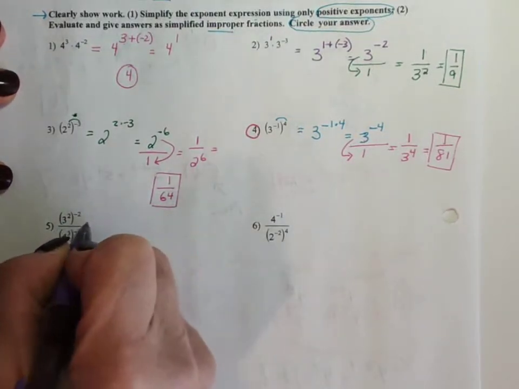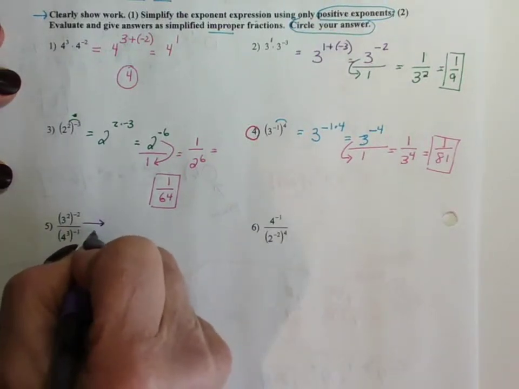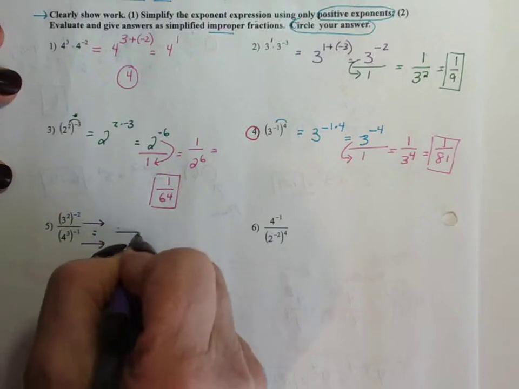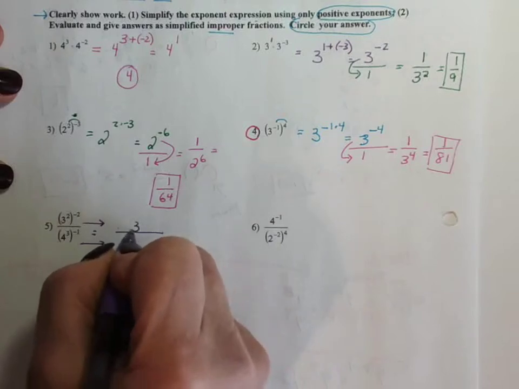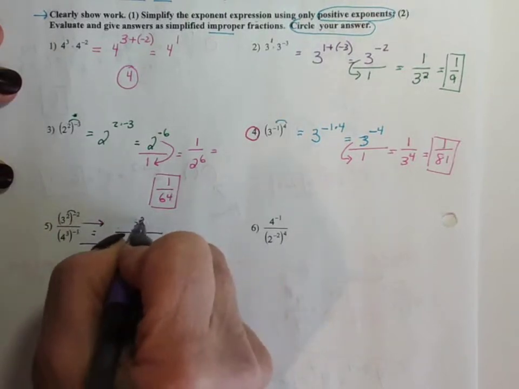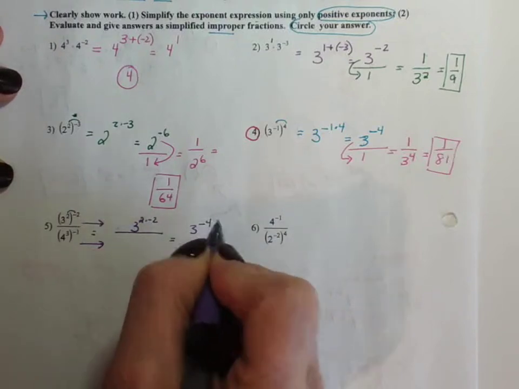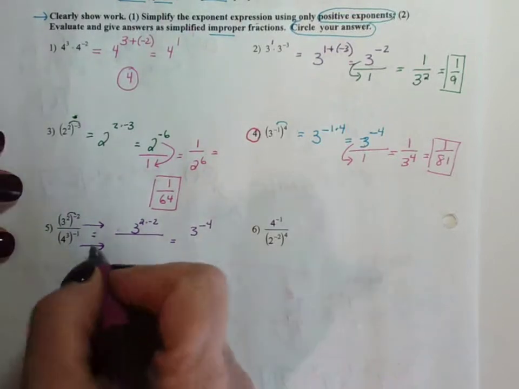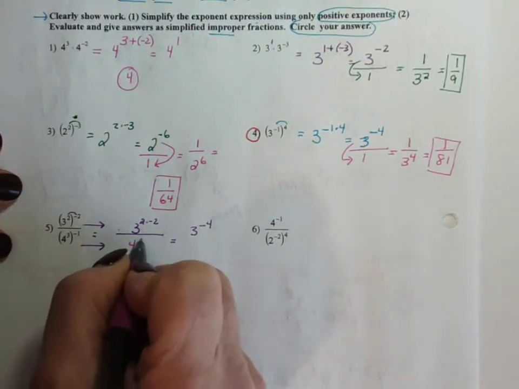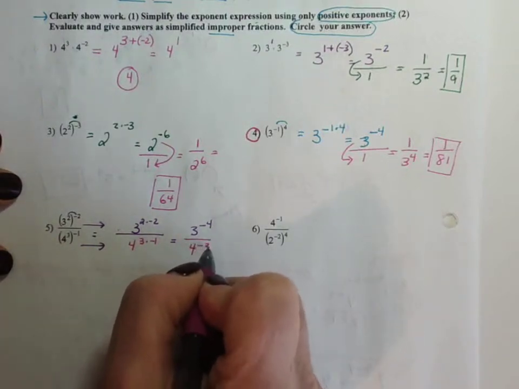Now, when you have fractions, take care of the numerator and then take care of the denominator. So I have this fraction here. I have 3 is my base. It's power to power 2 times negative 2. So that's going to give me 3 to the negative 4. I've simplified the numerator. Now in the denominator, I get 4, 3 times negative 1, which is 4 to the negative 3.